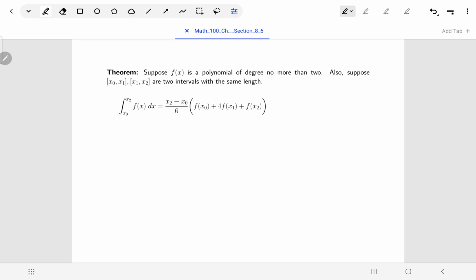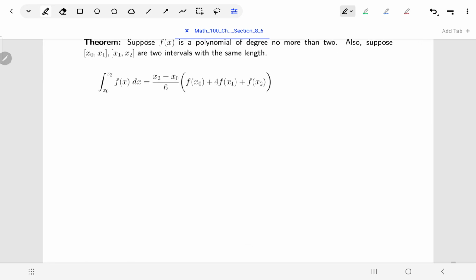use the following formula, and it's just the total distance over that interval divided by 6 times the y values at those 3 points. The y value at the beginning plus the y value at the end plus 4 times the y value that's right in the middle.